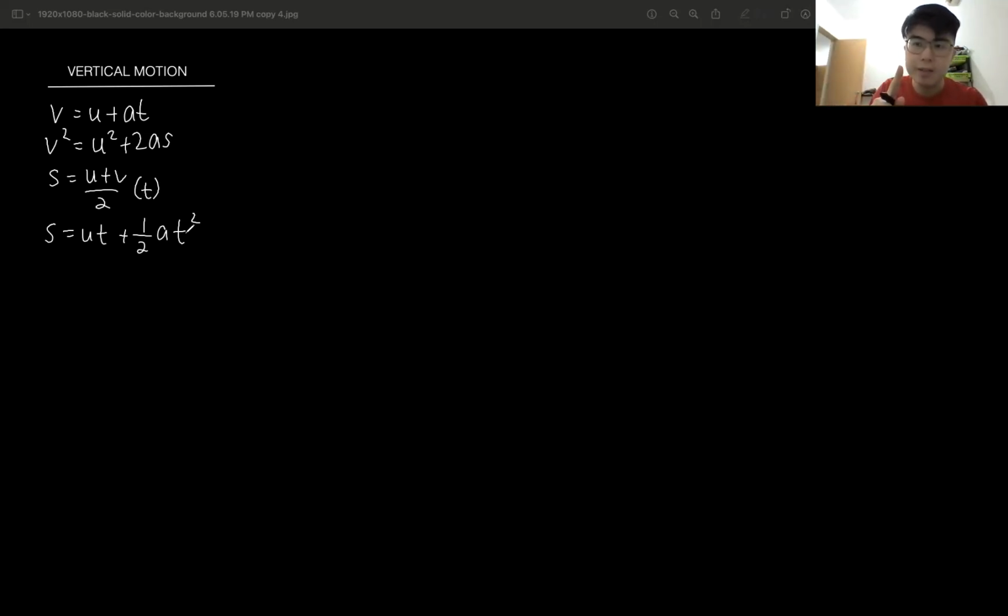Now, the difference between horizontal and vertical is that vertical is gravity affected. When I say gravity affected, how is it affected? So let's say you drop something from a height. You drop something from a certain height. Before I drop it, when I'm still holding it, what is the speed? 0, right? So initial speed is 0. U equals to 0 meter per second before I drop it.